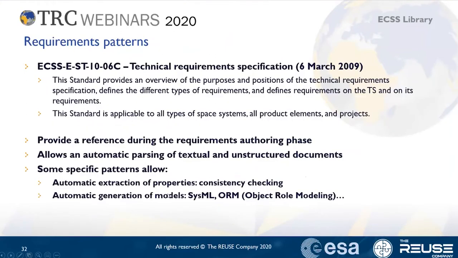Then we have implemented a number of patterns. These patterns are normally used to help people while they are actually writing requirements. We can also use patterns to parse textual and unstructured documents, or we can use patterns to generate automatically models out of requirements, like generating CSML models or generating ORM, object role model as well.